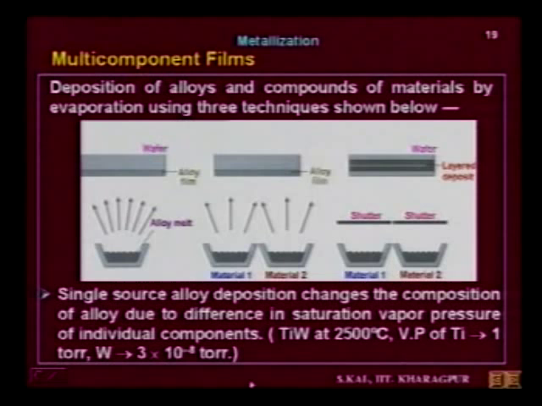So in the alloy film, the amount of titanium will be more than tungsten, because titanium vapor pressure is high compared to tungsten. That is one reason you cannot maintain the ratio of the individual components in the alloy film with respect to the charge. It may vary. That's why evaporation of alloy melt, either by inductive heating or by electron beam evaporation, is not used, because of the change in the composition of the alloy. Now let us see the second technique.